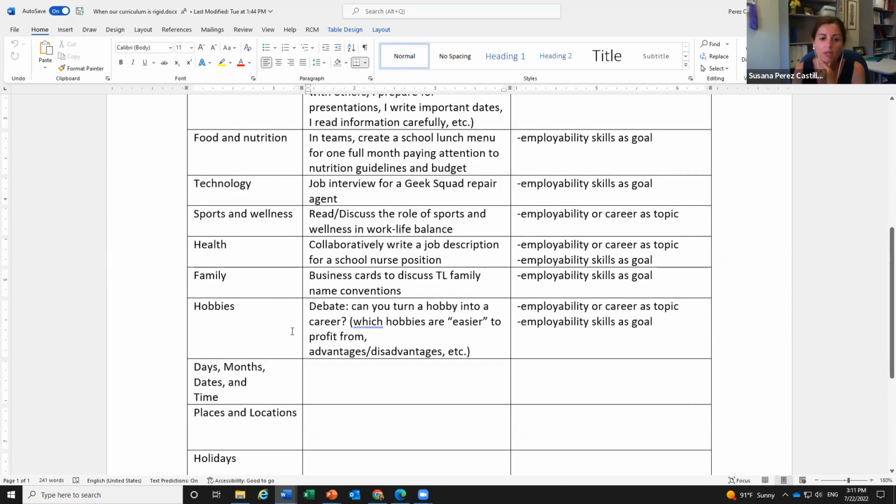Hobbies, for the unit on hobbies, they could do the debate on that topic. Can you turn a hobby into a career? Which hobbies are easier to profit from? And what are some advantages, disadvantages? And they're using those hobbies, the terminology.